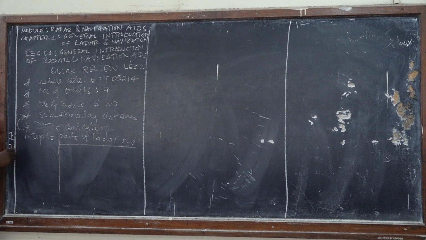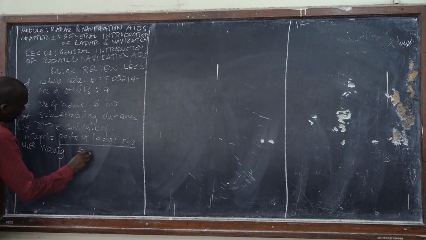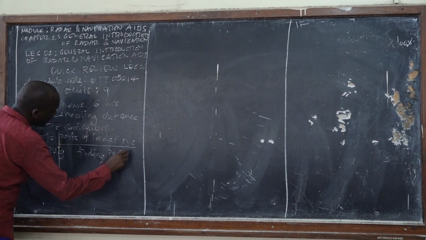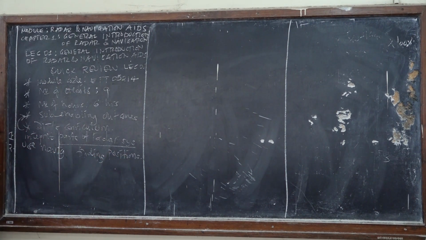The student should be able to use navigation aids in finding position. So it means navigation aids can help you to find positions. It's just like how maybe Google Maps can help you to find the position. But this is in the case of air transport and water transport.